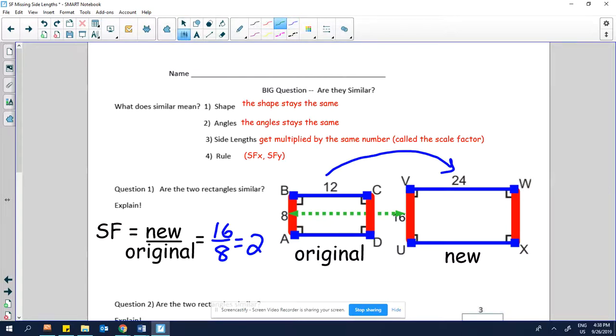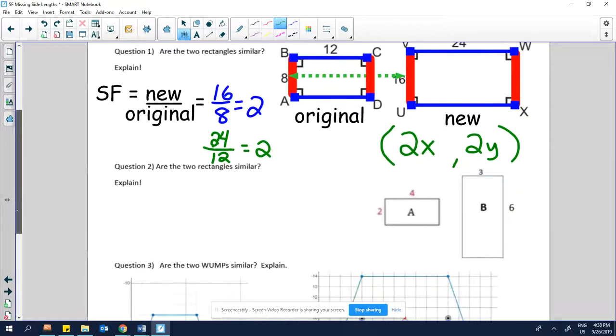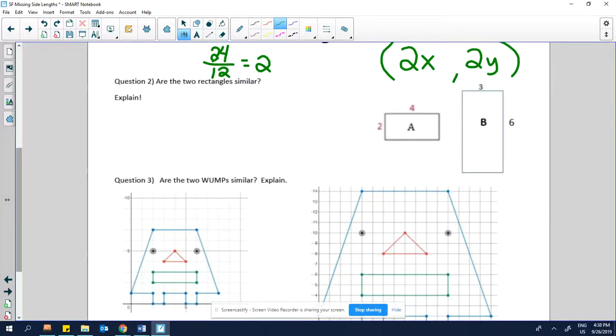All right, so our new is 24 this time, and our original is 12. 24 divided by 12, oh, that's also 2. So are these two going to be similar? Yes, they will be similar because the side lengths all get multiplied by the same number, called 2, called the scale factor. And what do you think our rule would be? Scale factor times x, scale factor times y. All right, so that was number 1. Let's check if number 2 is similar.